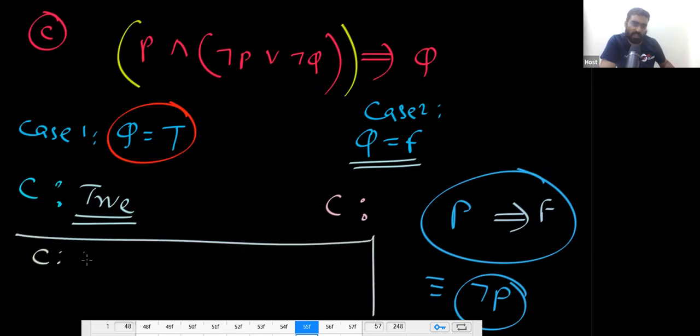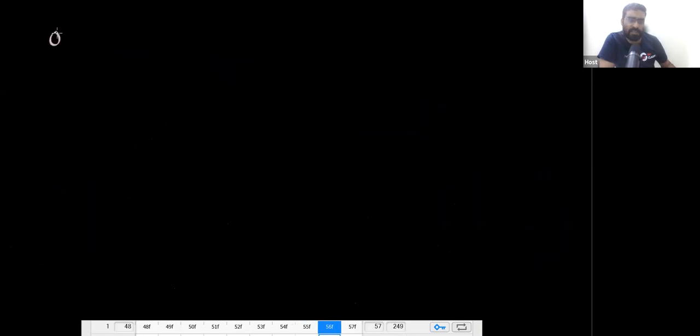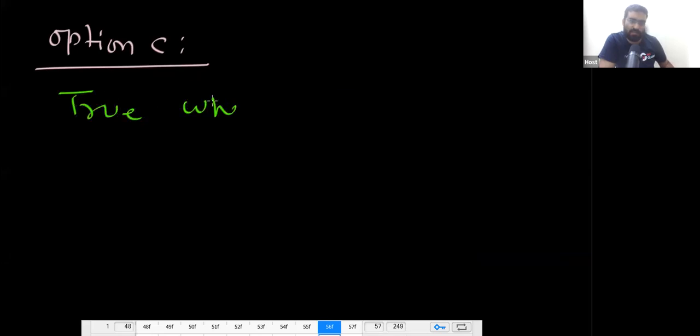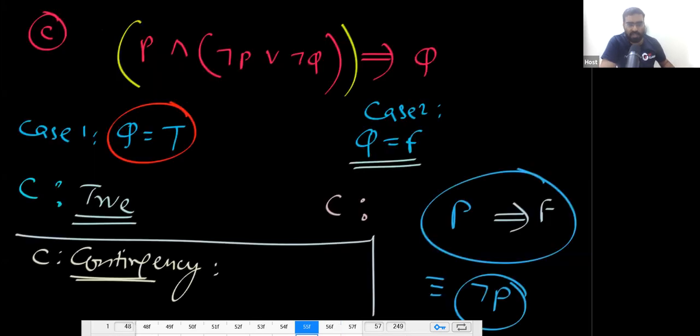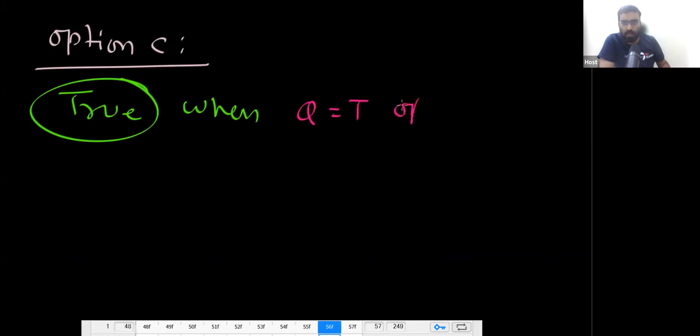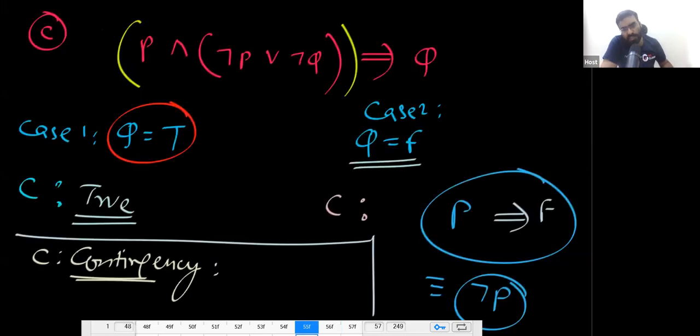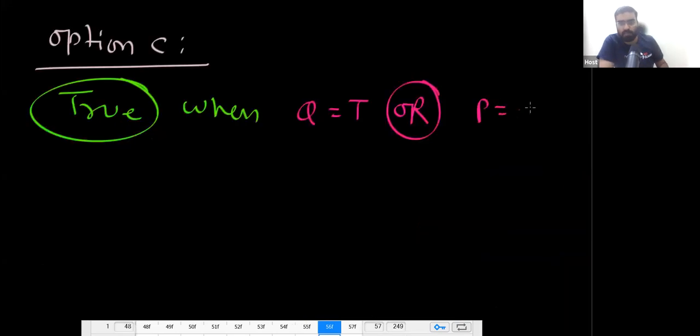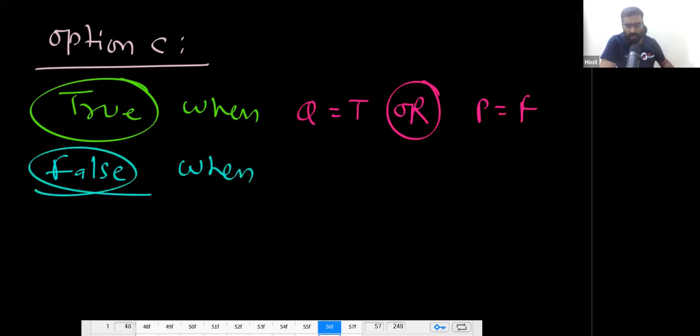Is this clear? Option C is contingency. You can make it true also, you can make it false also. Option C is true when Q is true, or either Q is true or P is false. Correct? And option C is false when Q is false and P is true.